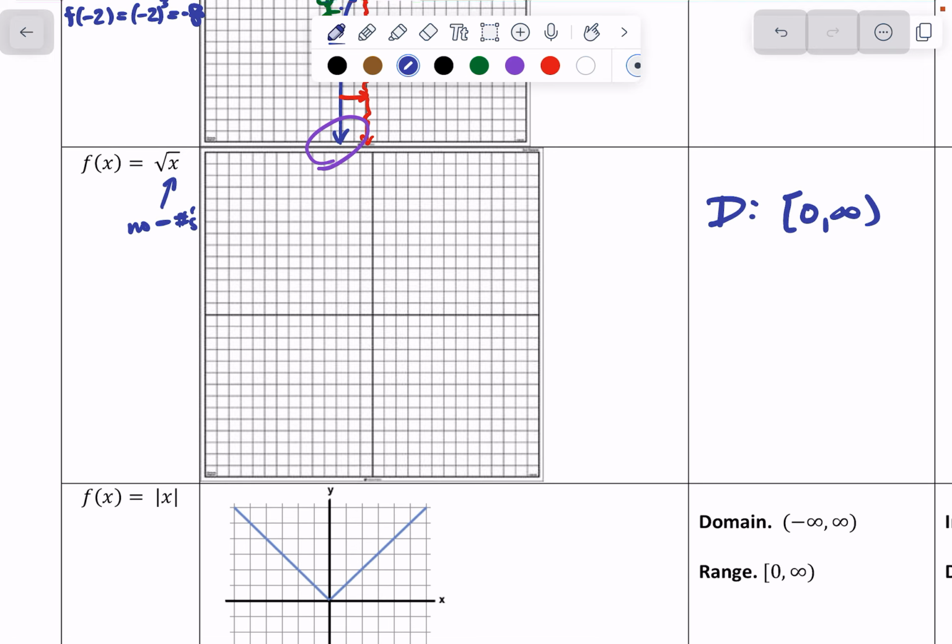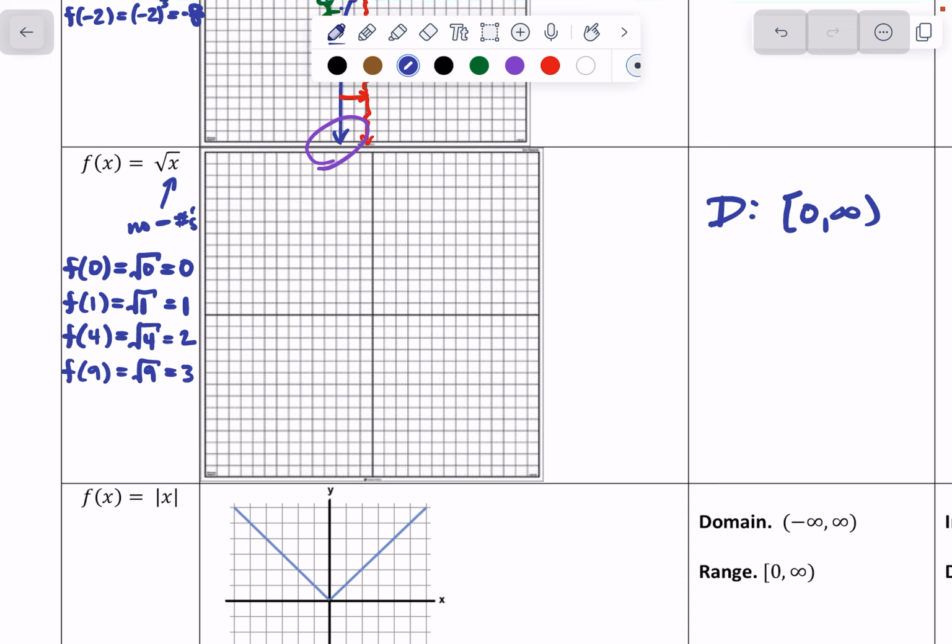So let's plug in a few easy ones, right? So 0, square root of 0, that equals 0, right? That is a defined value. F of 1, square root of 1, well, that's equal to 1. Let's do some perfect squares here. So skip over to 4, right? That'll be an easy one. Square root of 4 is 2. And let's skip on over to 9 as well. Square root of 9 equals 3.